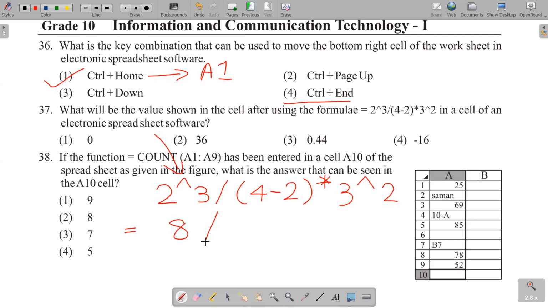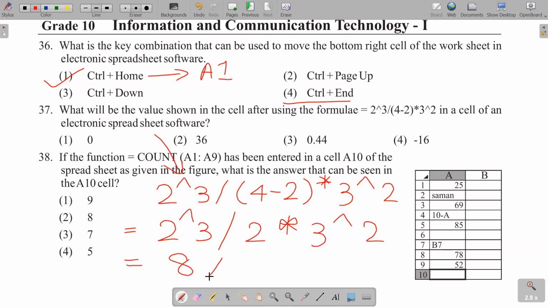I'm sorry, hold on. Before that, the brackets will be solved. So 2 to the power 3 is going to be there as it is. 4 minus 2 will be solved as 2, multiplying 3 to the power 2. Now the power part happens. 2 to the power 3 is 8, divided by 2 into 3 to the power 2.